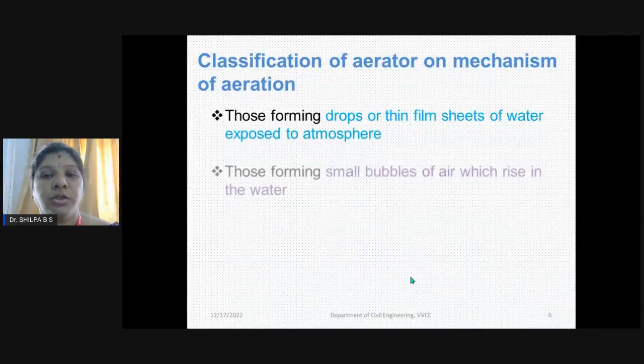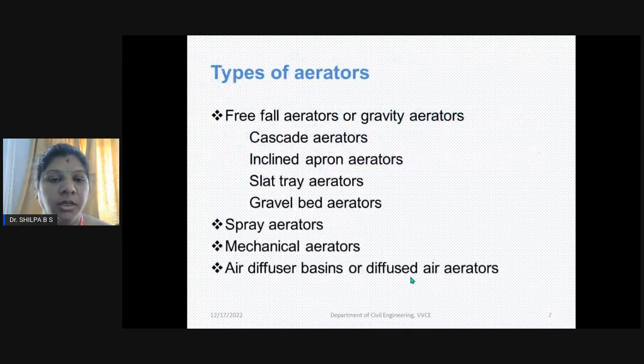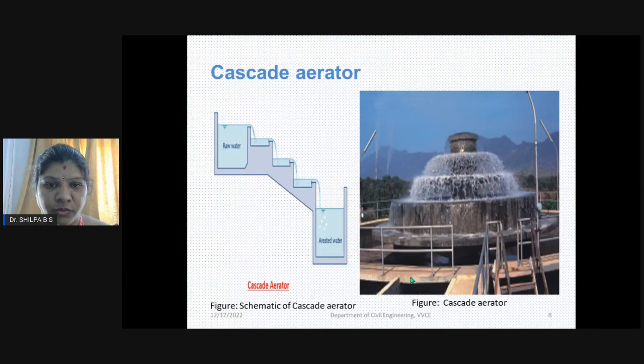For the classification of aerators, there are two mechanisms on which most aerators work. One is forming drops or thin film sheets of water exposed to the atmosphere. The other is forming small bubbles of air which rise in the water. The types of aerators used in water and wastewater treatment are gravity, spray, mechanical, and diffused aerators.